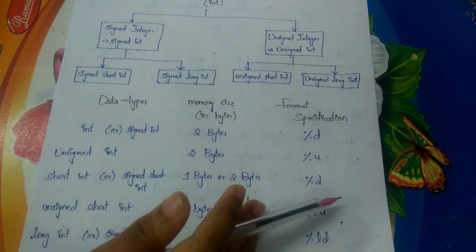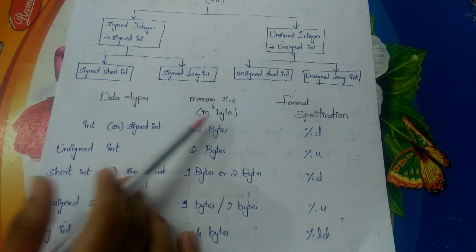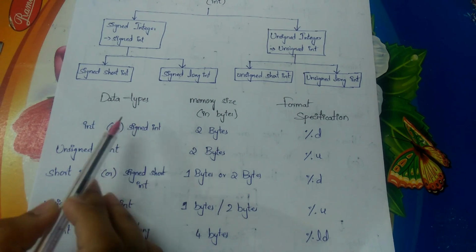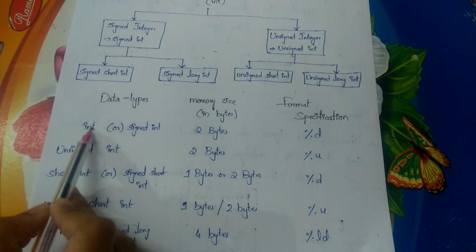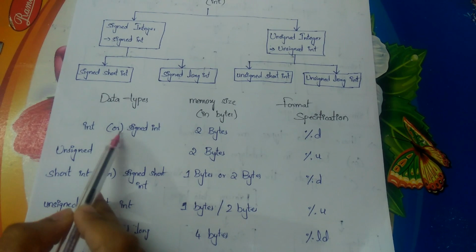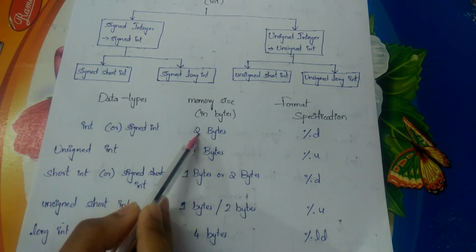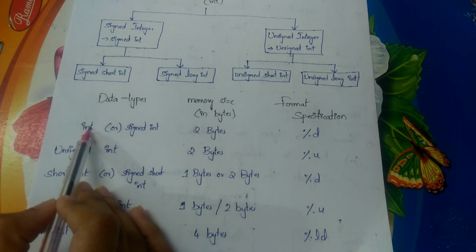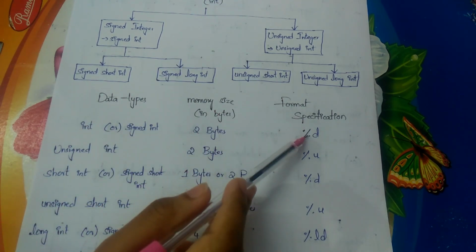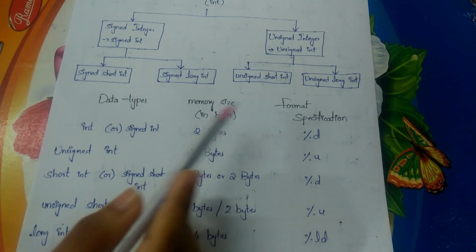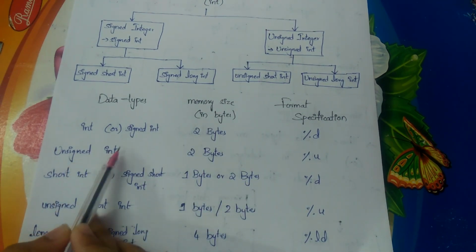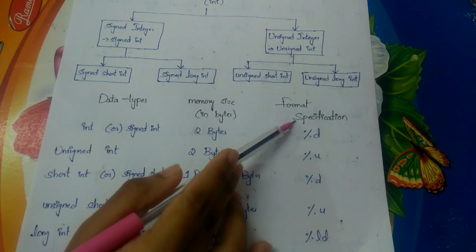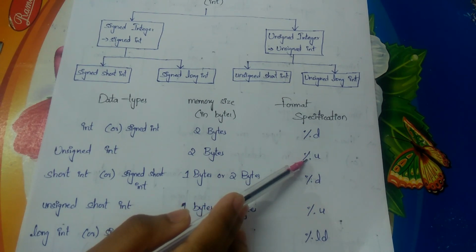Now for each data type, let's discuss the memory size in bytes and the format specification. The first one is int. We know that int can also be used as signed int. So for int or signed int, it occupies 2 bytes of memory. The memory size is 2 bytes for the int data type. The format specification we use is %d. The next one is unsigned int. Unsigned int also occupies 2 bytes of memory, and the format specification is %u.